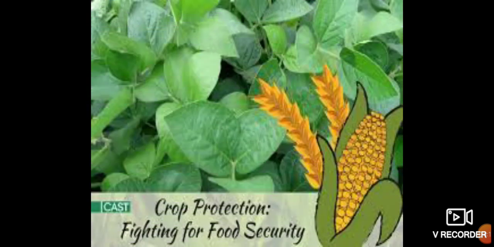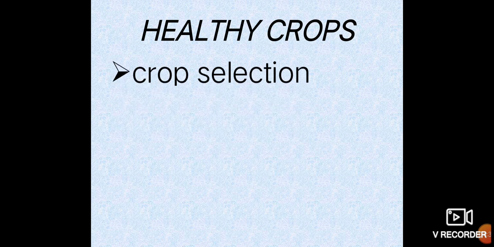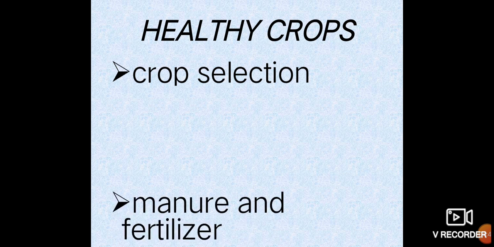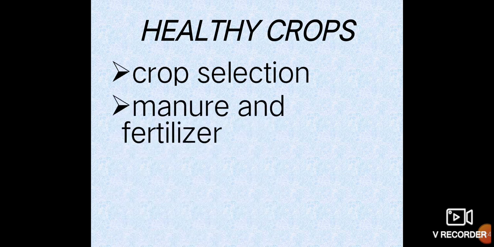The next one, to get a better yield, we must take care of our crops. We must get healthy crops also. So, what are the things we have to follow to get healthy crops? The first thing is crop selection. We must decide the type of crop to be grown according to the soil in our field. Why? Because different crops need different types of soil. Next one, manure and fertilizer. We must add manure and fertilizers to make the soil fertile.